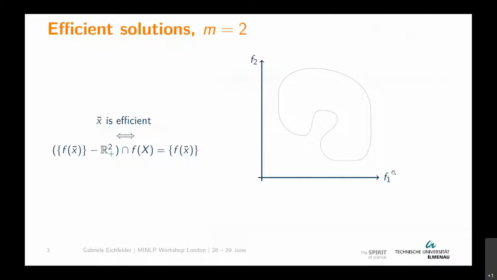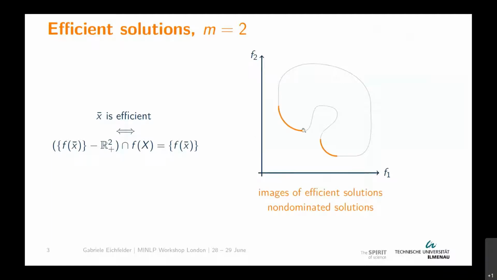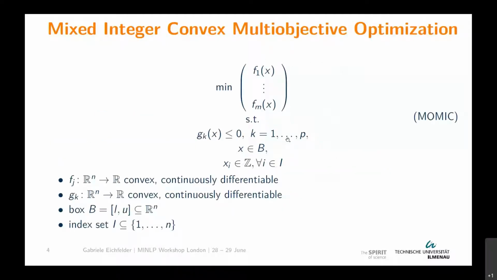Typically we have an illustration in the image space, here for two objective functions. This might be the image set of all feasible points of some non-convex problem. Here is the definition again. The orange set is the set of non-dominated solutions, so these are the images of efficient solutions. As you can see, you cannot improve one of the functions without worsening one of the others for all of these orange points. So we will try to find those, but now for a mixed integer convex multi-objective optimization problem.